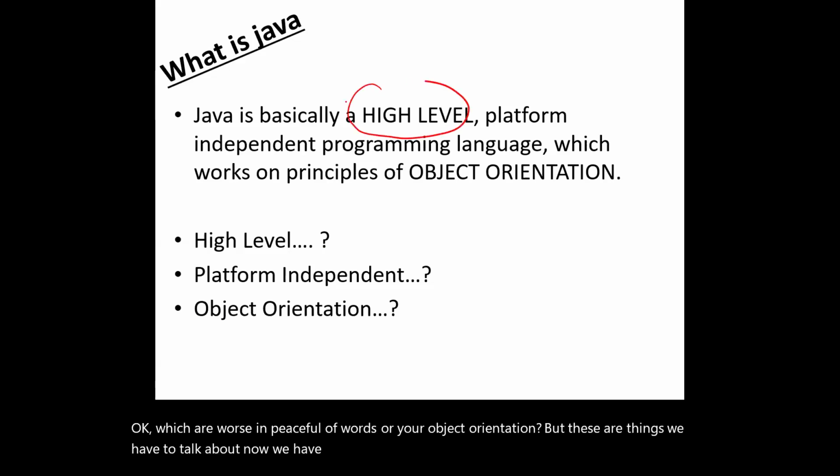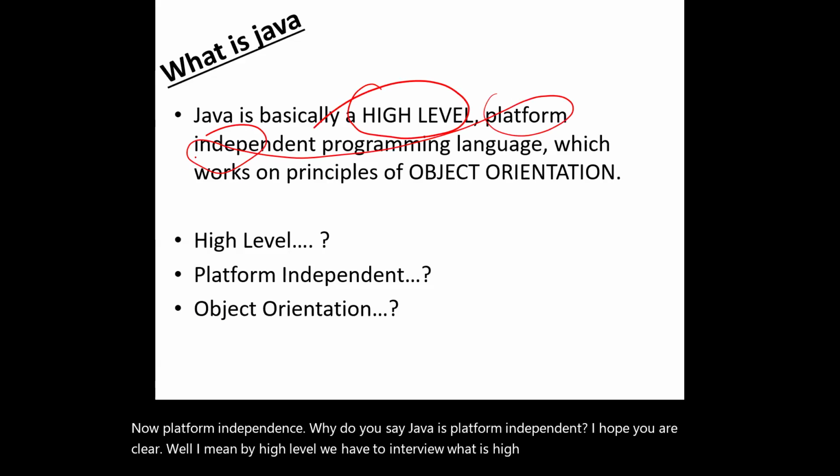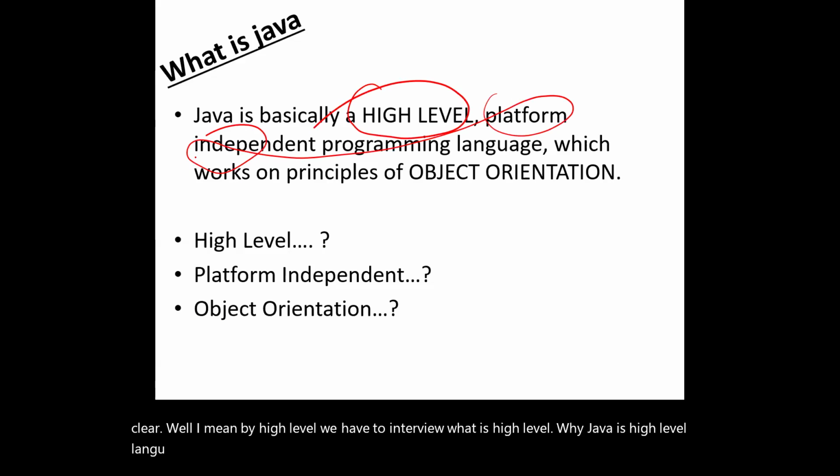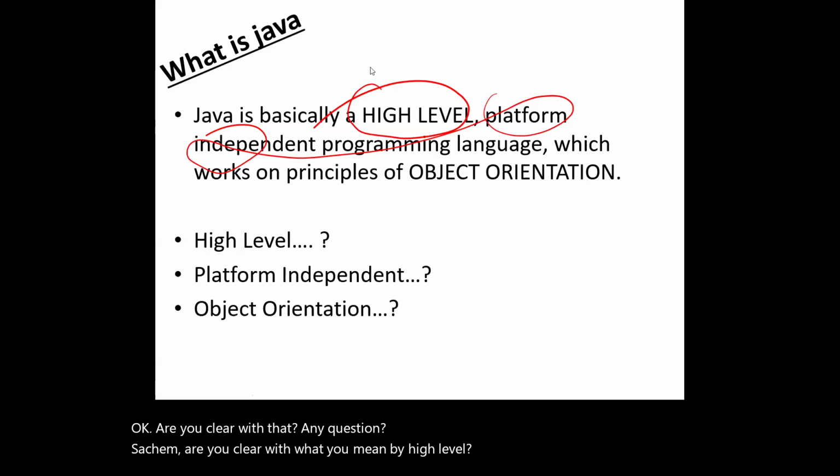Now we have covered what is high level. Now, platform independence. Why do we say Java is platform independent? I hope you are clear what I mean by high level. If you are asked in an interview what is high level, why is Java a high-level language? Are you clear with that? Any question? Satroma, are you clear with what is meant by high level? Okay, that's just an English-like language.